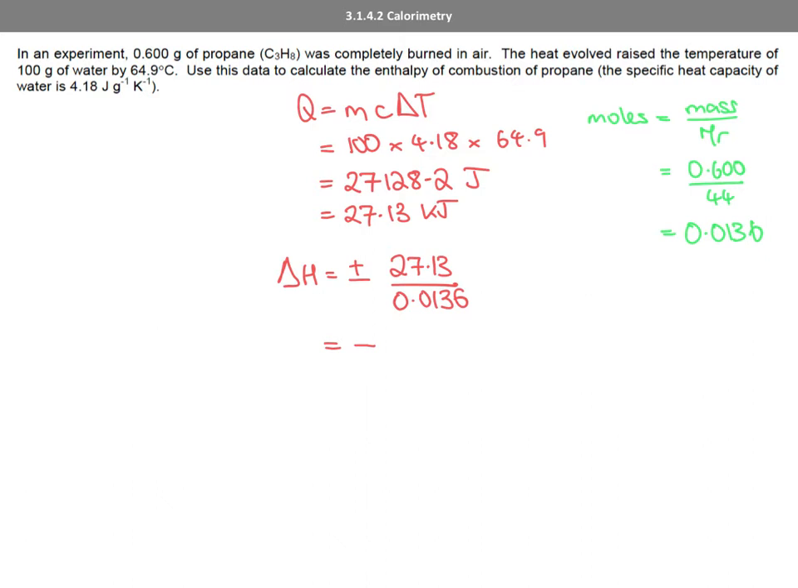But we should get into the habit of giving our final answer to the correct number of significant figures. If we look at the data we've been given, the mass was to 3 significant figures. The temperature change is to 3 significant figures. The specific heat capacity is to 3 significant figures, and there is a little bit of ambiguity regarding the mass because 100 grams could be 1, 2, or 3 significant figures. But based on the data we've been given, we have to assume that it's 3 significant figures also. So that gives us a final answer of minus 1,990 kilojoules per mole.